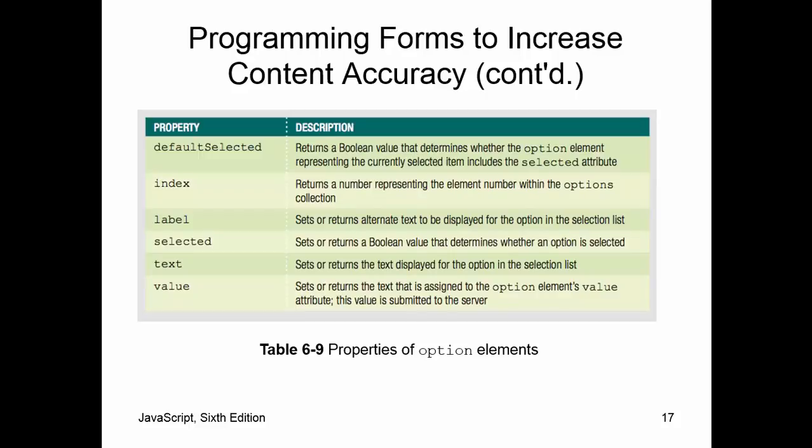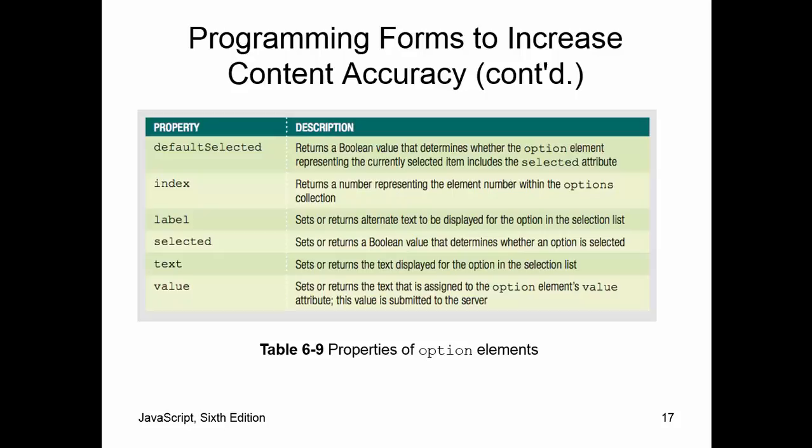So these different properties of the option elements are shown in Table 6.9 on your screen here and on page 375 in your book. They include default selected, which returns a Boolean value that determines whether the option element, the currently selected one, includes the selected attribute. Index, which returns a number representing the element number from within the collection, again starting with 0. So the first element is element 0, and if nothing is selected, it's set to -1.